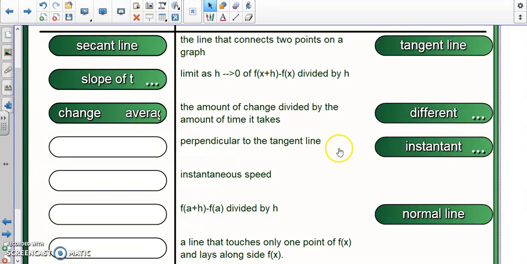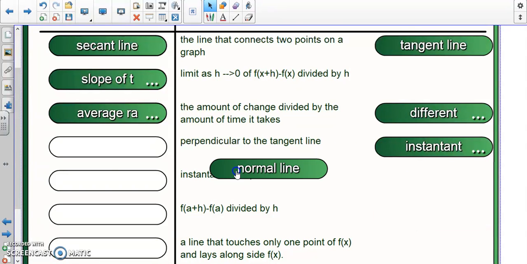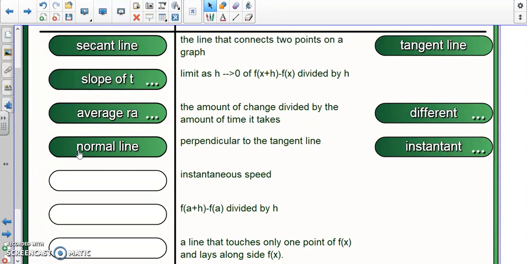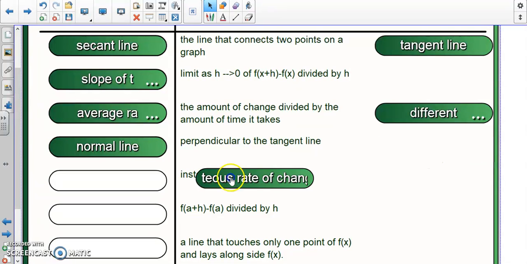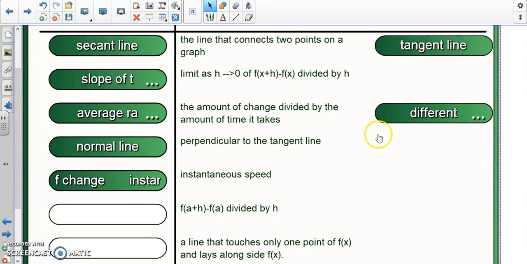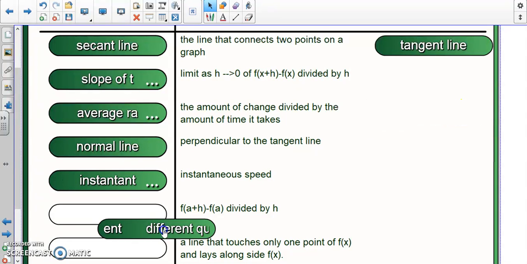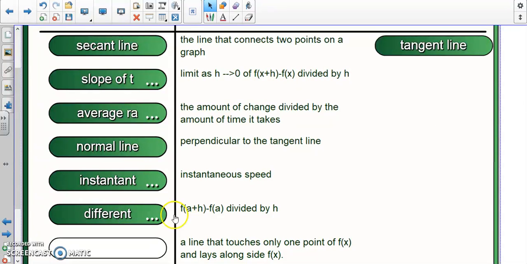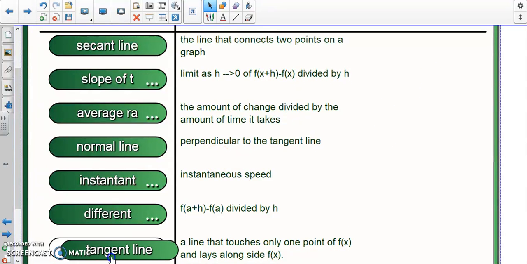That's our first example. Perpendicular to a tangent line is called a normal line. Instantaneous speed, also known as instantaneous rate of change. Our difference quotient, that's what we're going to use with our average rate of change and our slope of the secant line. A line that touches only 1 point of f of x and lays along that side, that's called a tangent line equation.